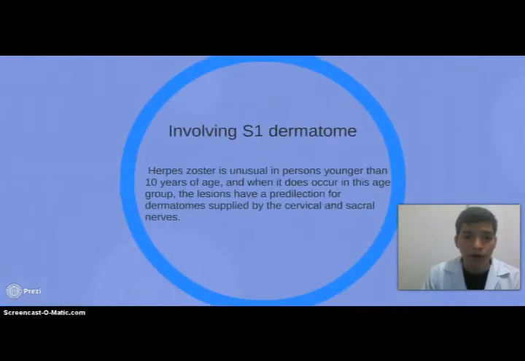Involving S1 dermatome. Herpes zoster is unusual in persons younger than 10 years of age, and when it does occur in this age group, the lesions have a predilection for dermatomes supplied by the cervical and sacral nerves.